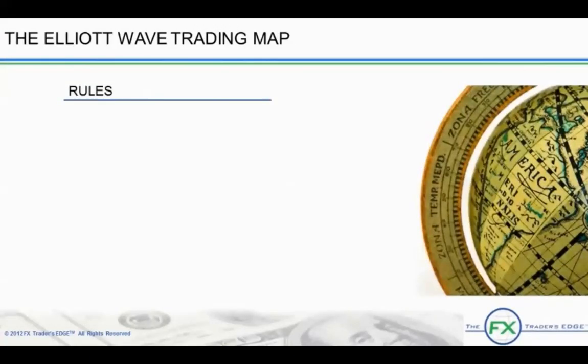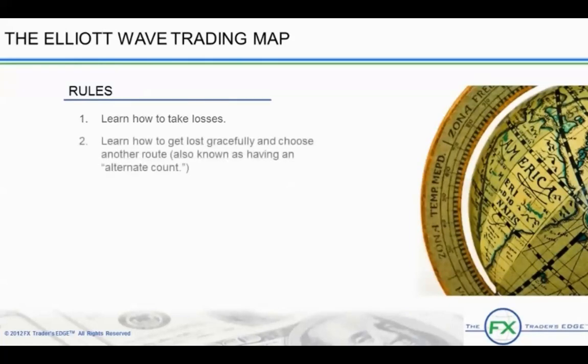There are a few rules to get out of the way first, however. 1. Learn how to take losses. You are not a bad trader if you take losses. Quite the contrary. Taking losses is one of the greatest lessons you can learn. 2. If by chance you do get lost, gracefully choose another route. This is akin to having an alternate count in Elliott wave analysis. You don't have to have the exact right count in order to take advantage of the waves. Keep an open mind as you learn how to trade the waves.